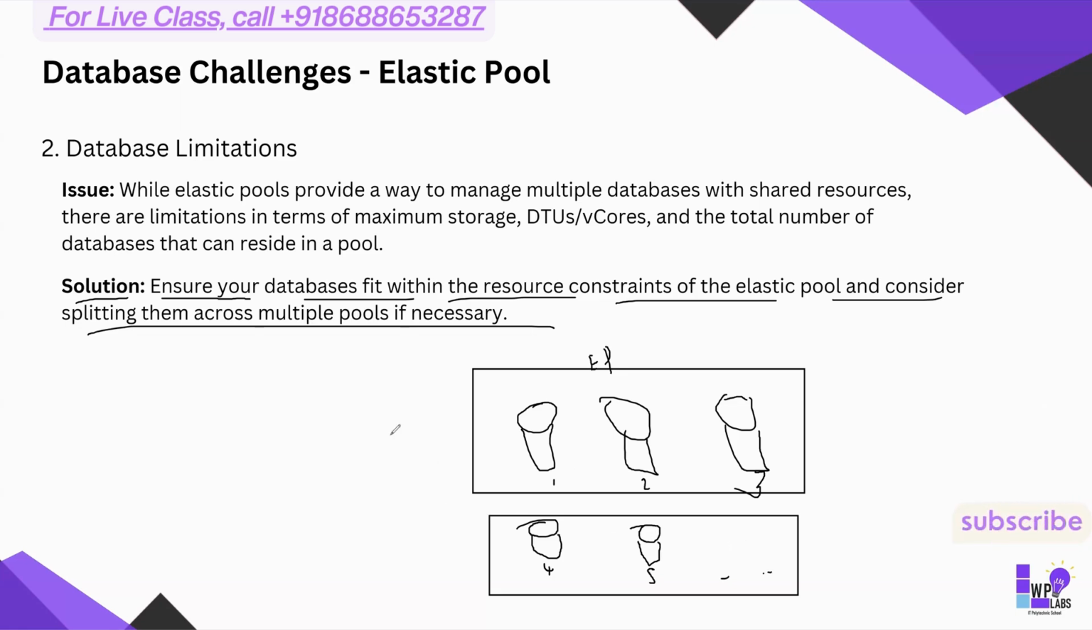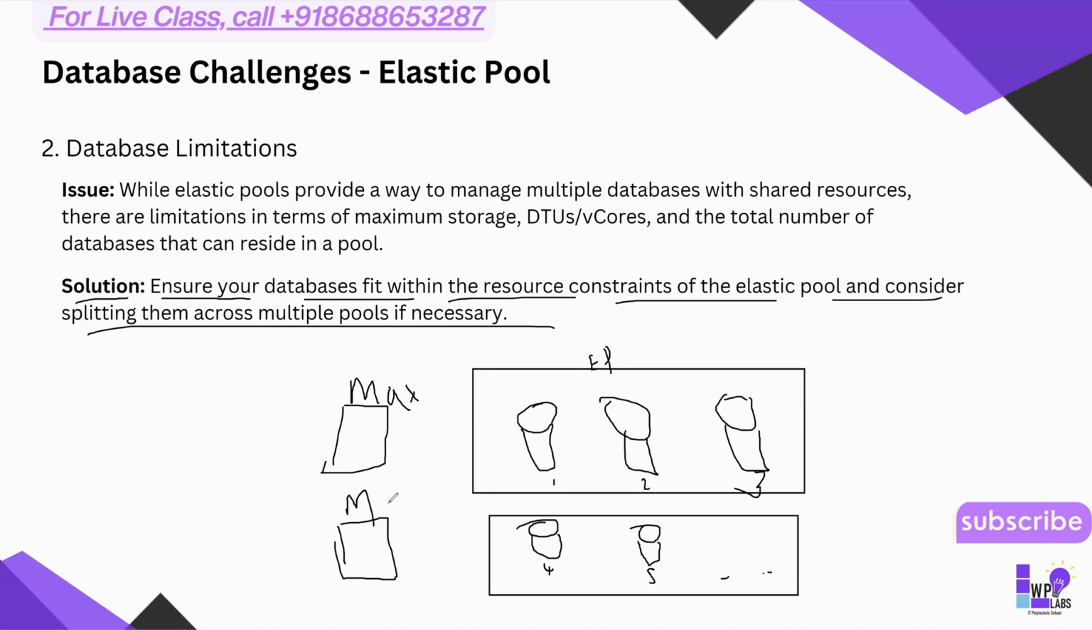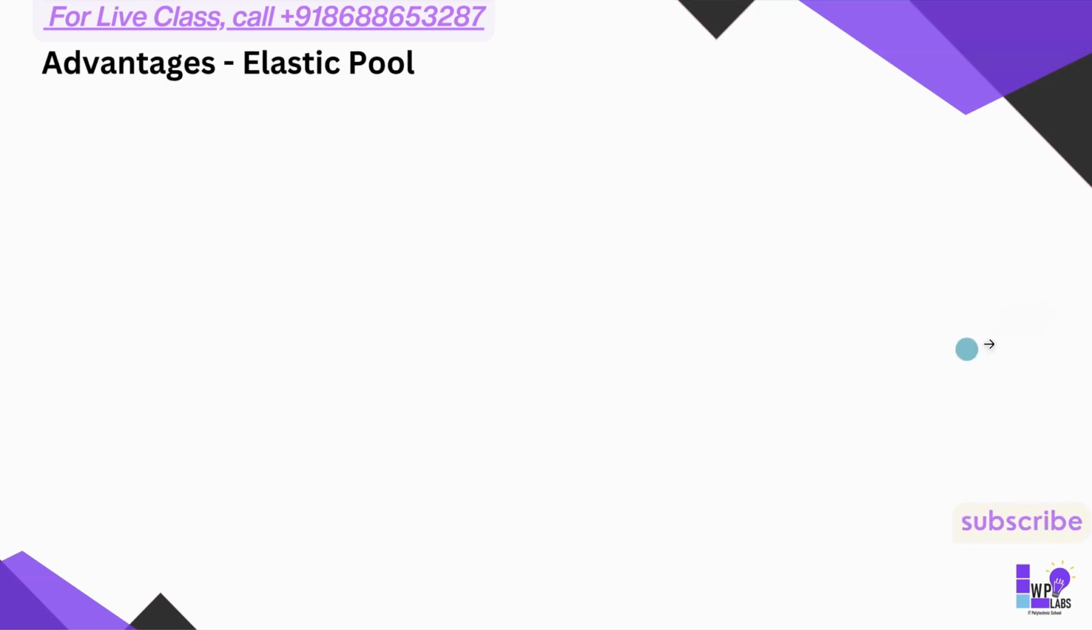This will have its own set of resources, such as the maximum number of vcores or storage. The second elastic pool will have its own set of resources. We need to make sure each pool has its own set of resources, like the DTU, vcore, and storage, which will not be shared between the two. So the solution for this is to split the databases across different elastic pools. Once this is done, each pool will have its own resources, and it can continue to scale clearly.